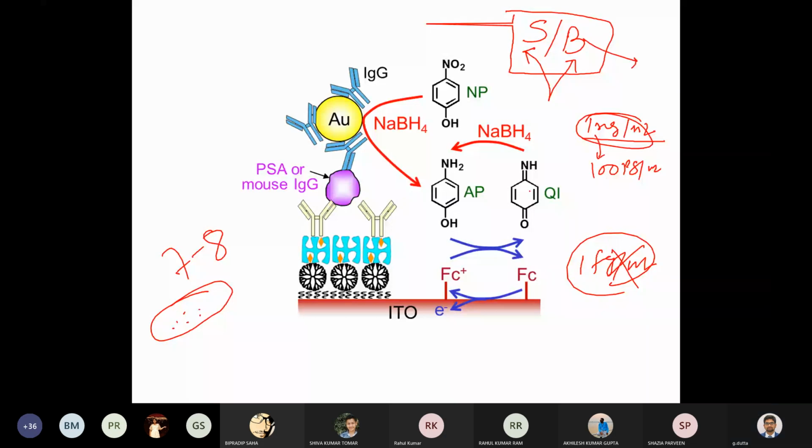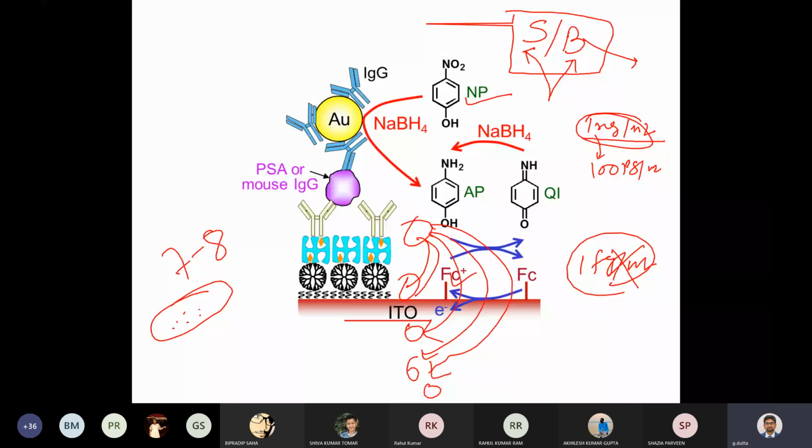Maybe the selection of this chemical is not very easy. As I mentioned, this nitrophenol and Fc plus should not react. As you go through a setup like this, if you go for a permutation-combination kind of thing, these are not reacting, but this can react. Then it will be very difficult for you to develop a sensitive biosensor.